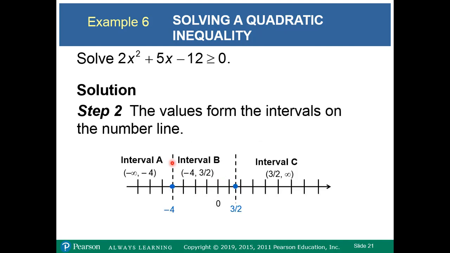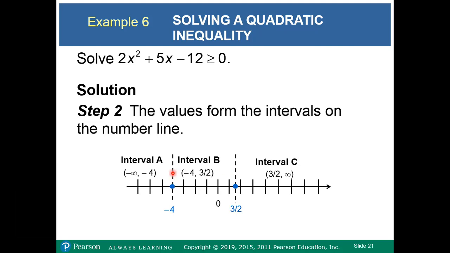Now we've got our three intervals that we're going to test. Here's the key: why are we using a test point? Because if it's 0 here and 0 here, that means in between it has to be the same sign, all negative or all positive. Same thing in the other intervals. If it went from negative to positive somewhere, it would have to cross 0, and we would have another zero there. That's why we find the zeros.